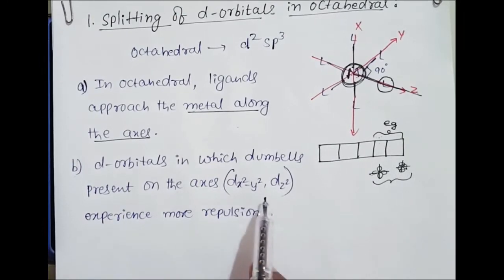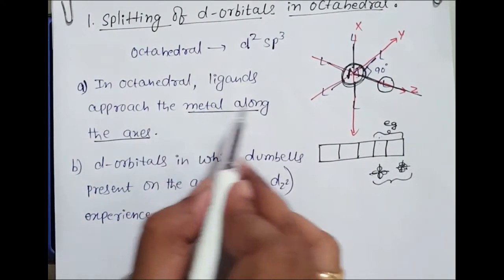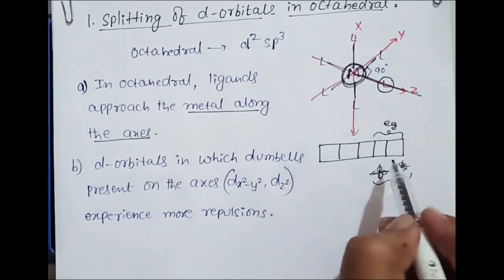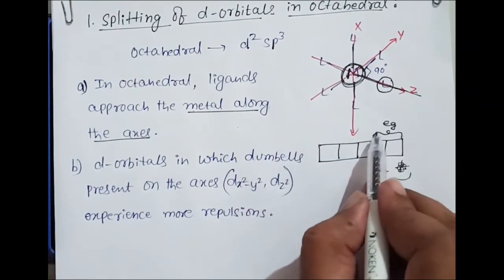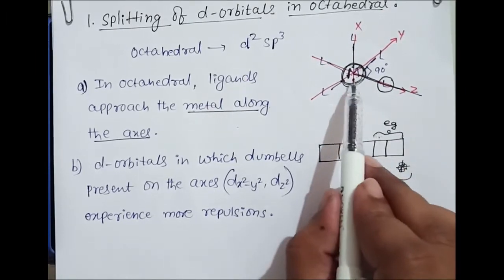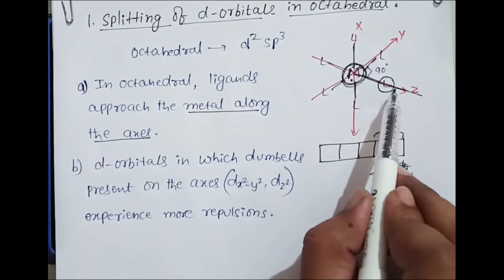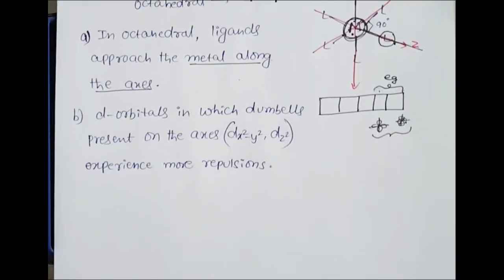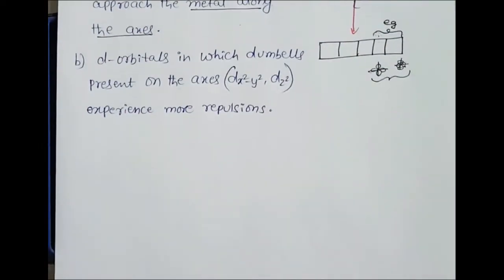Why are they experiencing more repulsions? Because ligands are approaching along the axis. Ligands are coming along the axis and these EG orbitals are also present on the axis. So there will be more repulsions between electrons of metal and electrons of ligand. Now I will explain with a figure. So let us see, these two are key points.